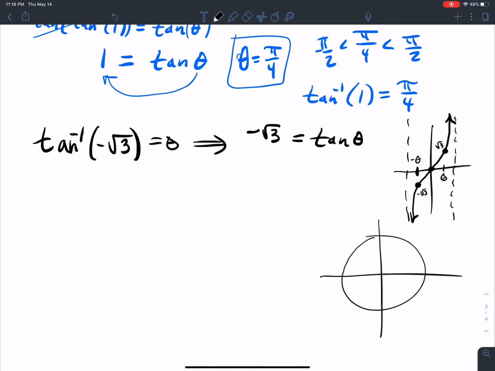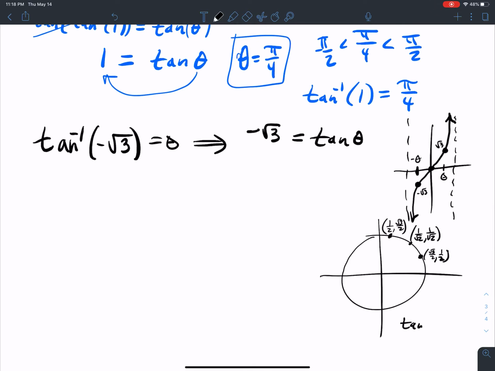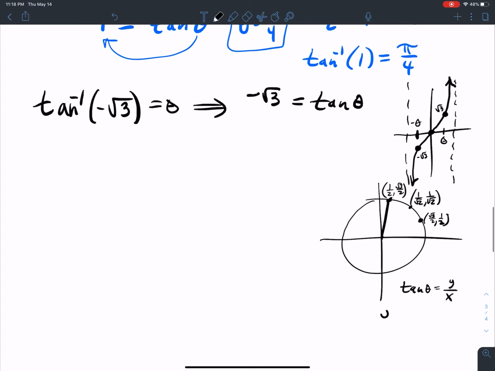When I do my unit circle, what do I have? I've got square root 3 over 2, comma 1/2. I've got 1 over square root 2, 1 over square root 2 here. And then I have 1/2 and then square root 3 over 2. Tangent theta is y over x. So if I look at this, square root 3 over 2 divided by 1/2, keep change flip tells me that this gives me square root 3. So this angle right here, if you remember, this is pi over 3. So that gets me positive square root of 3. If I went down here this way, that would be negative pi over 3.